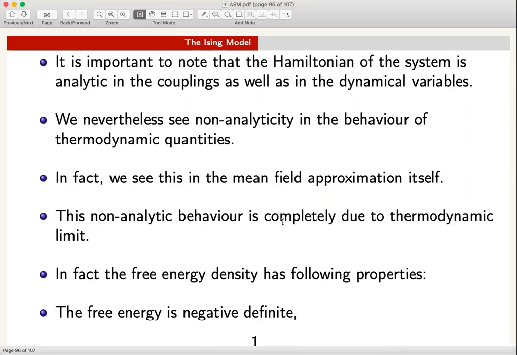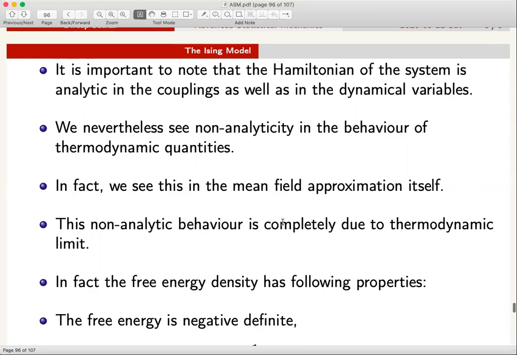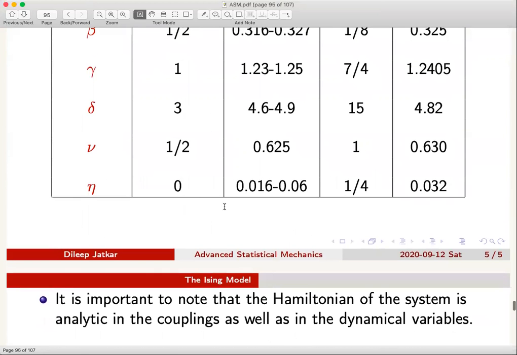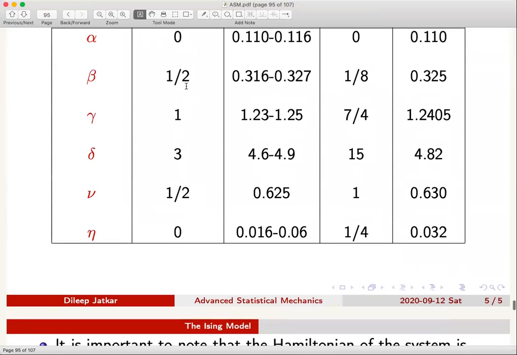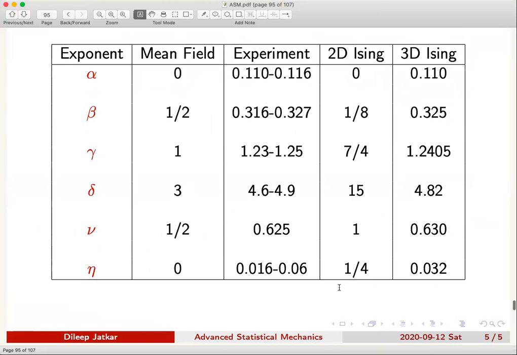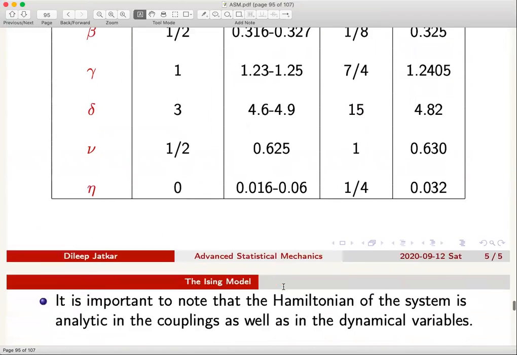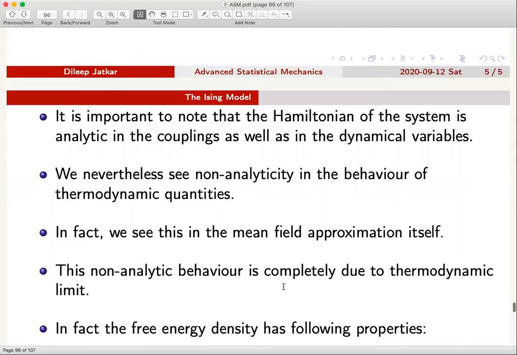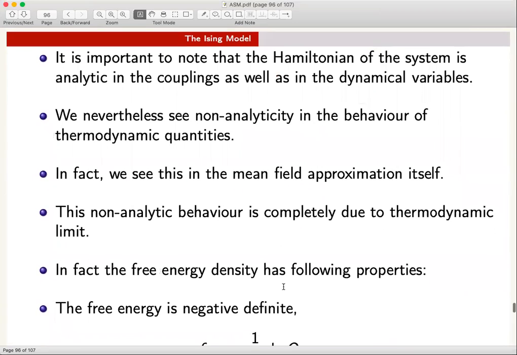So the Hamiltonian is an analytic function of couplings as well as dynamical variables. Nevertheless, we still see non-analytic behavior in the thermodynamic quantities, like exponents such as 1/4, 1/2, or in this case 7/4 and so on. This non-analytic behavior happens in spite of the Hamiltonian being completely analytic, both in couplings as well as in dynamical variables.